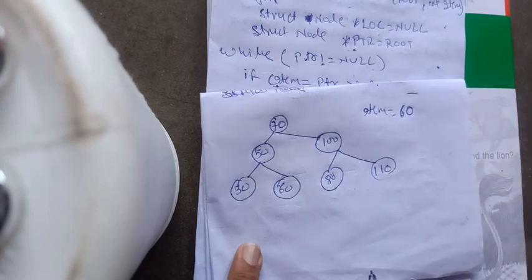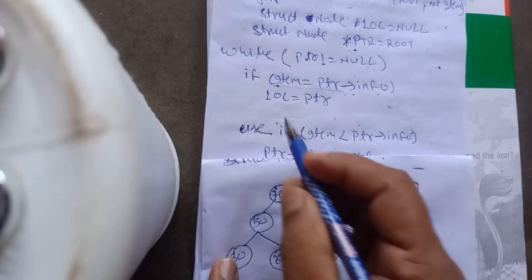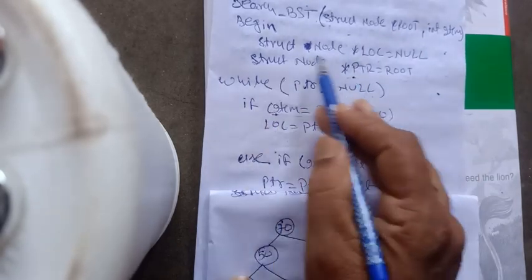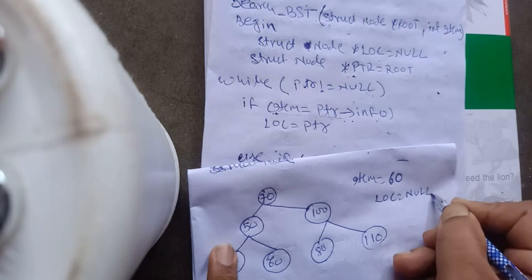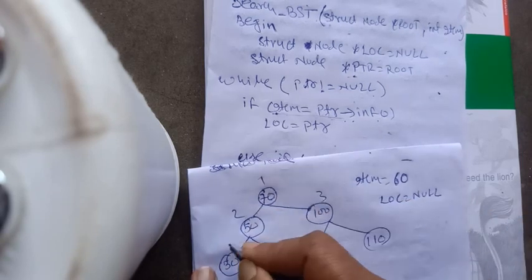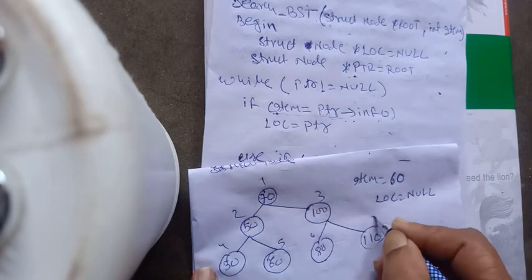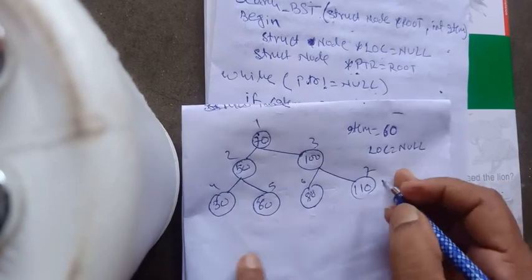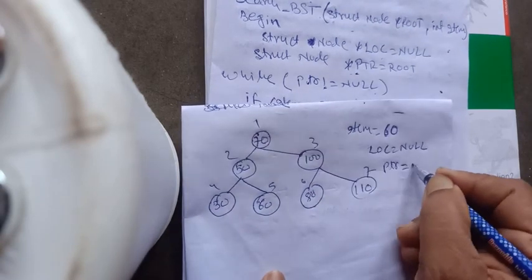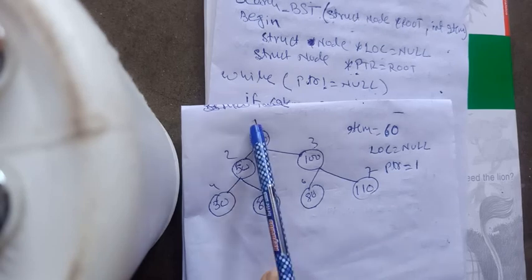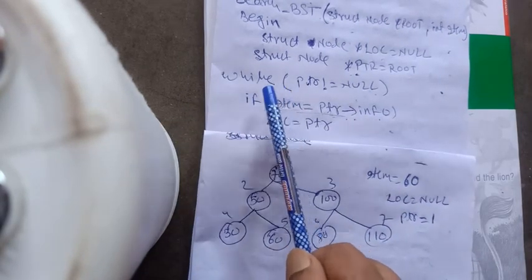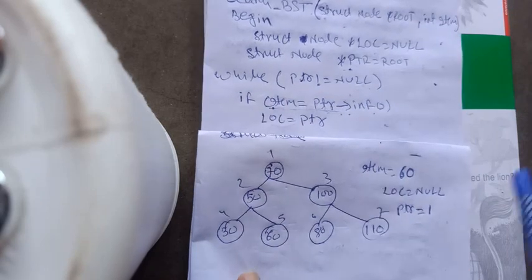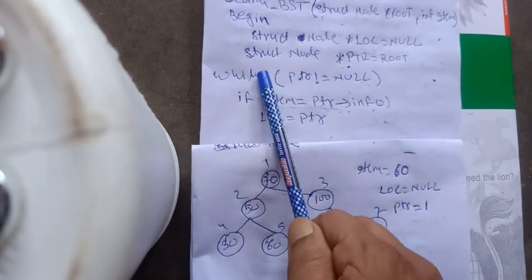Now what happens? First, according to my algorithm, I'll set LOC equals to null. 1, 2, 3, 4, 5, 6, 7. Let's say these are the addresses. So my ptr value is 1. Right now ptr is 1. The while loop will check while ptr not equal to null. This is true, so I will move inside.